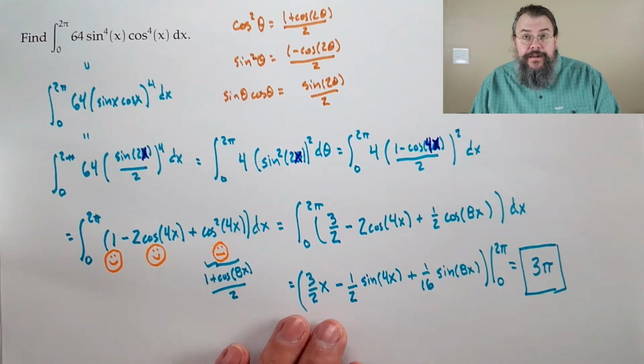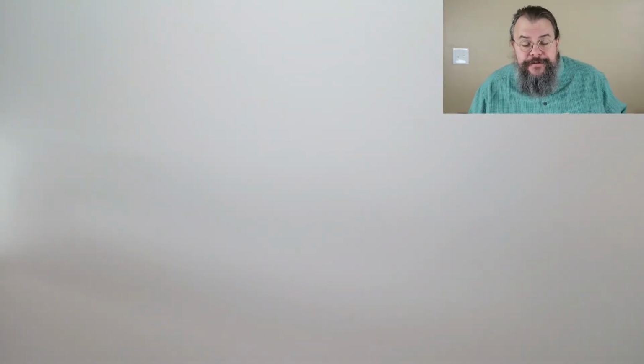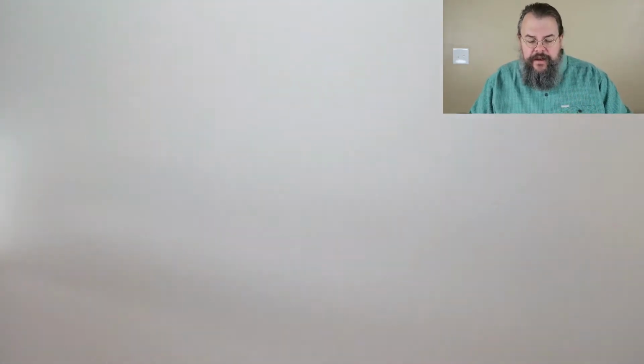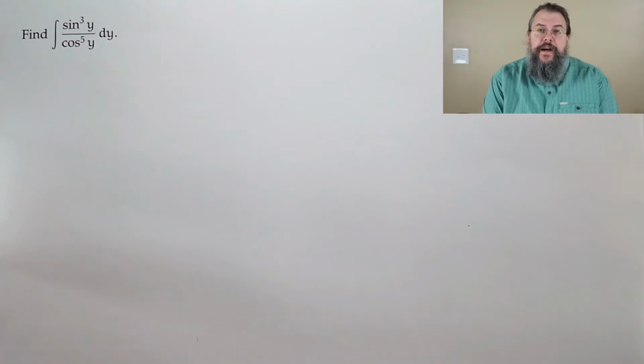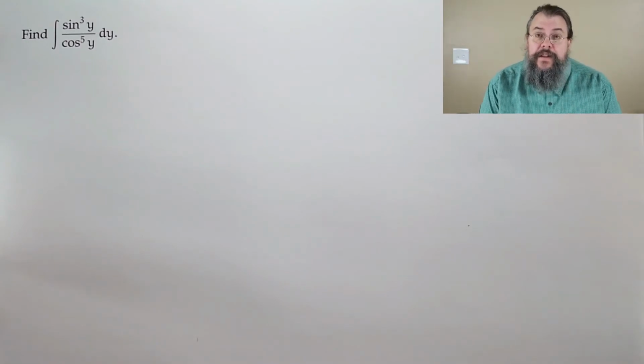Okay, good. Well, let's continue. Now, suppose you have the following. Find the integral of sine cubed y over cosine to the 5th y, dy.